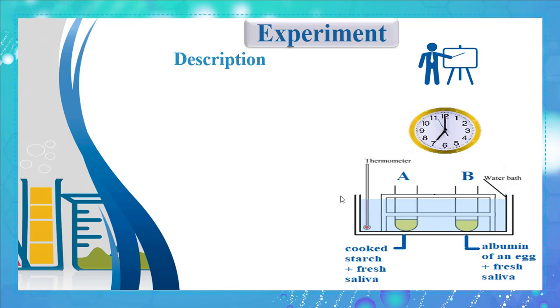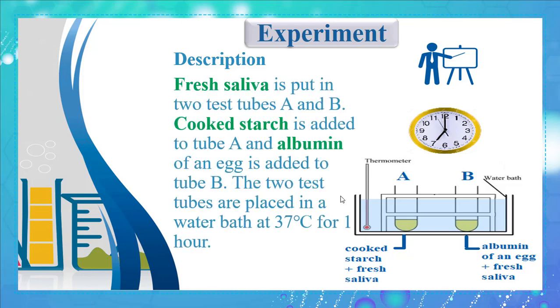Fresh saliva is put in two test tubes A and B. Cooked starch is added to tube A and albumin of an egg is added to tube B. The two test tubes are placed in a water bath at 37 degrees Celsius for 1 hour. Notice that we put saliva with starch and albumin.